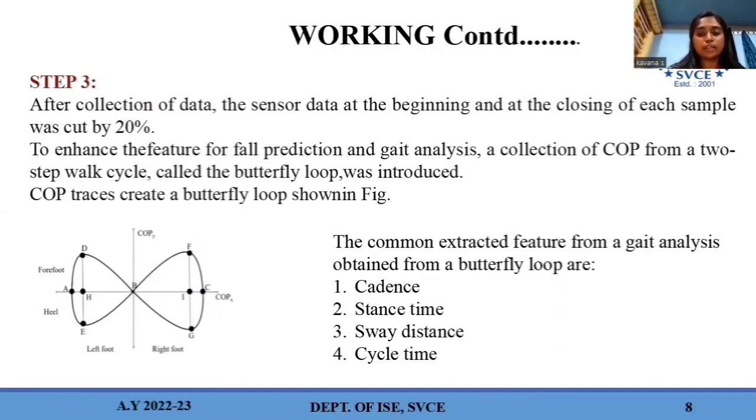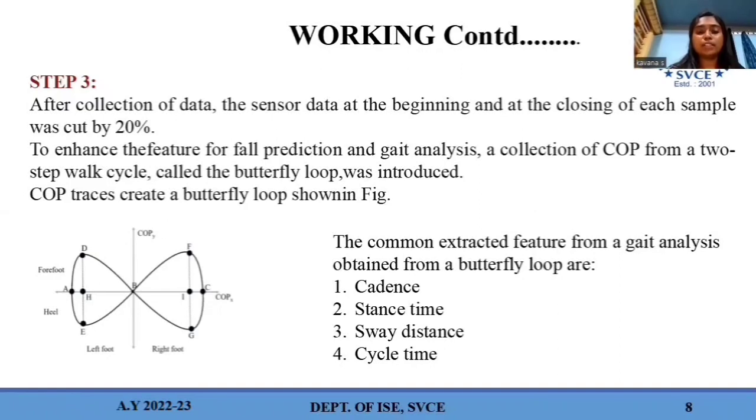So the common features of gait analysis extracted from the butterfly loop are shown here. The first one is cadence. Cadence is the number of steps a person walks in one minute. Then comes the stance time. The stance time is the time taken to complete the stance phase of the corresponding foot in the gait cycle. Then comes the sway distance.